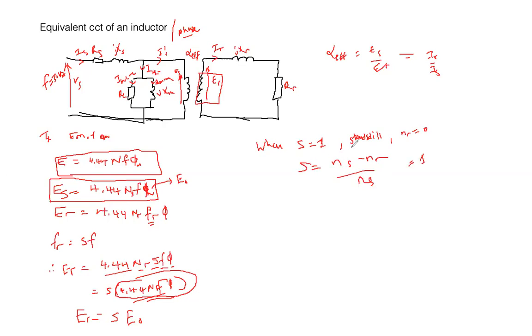So it stands still. That means the instant we are switching this on, the instant it's connected to power, it's not yet moving. So there is no relative motion between the rotor and the stator magnetic field. So S is equal to 1. At that instant, we will have the EMF induced there. We are going to call it E naught. So E naught is the standstill EMF in the rotor.